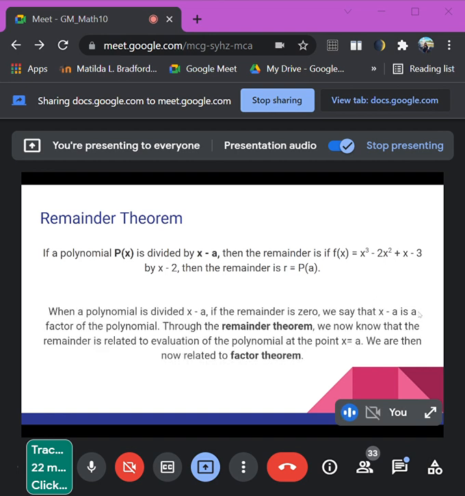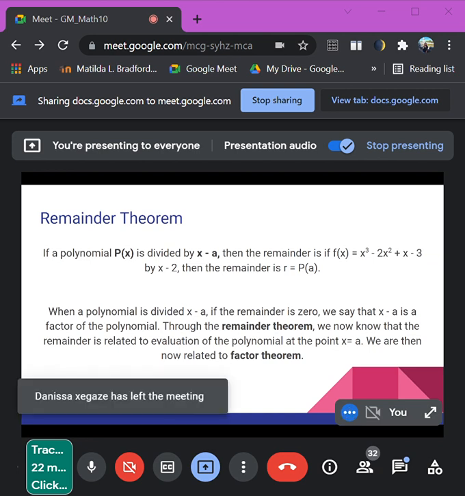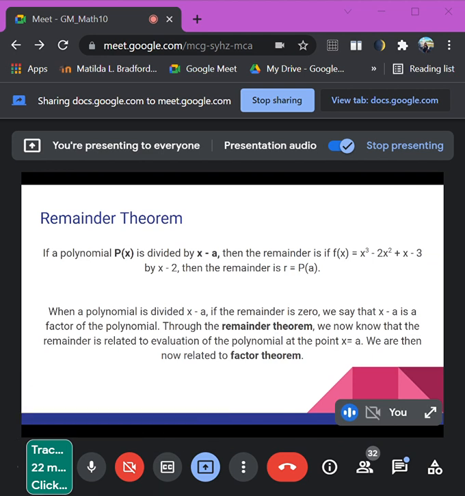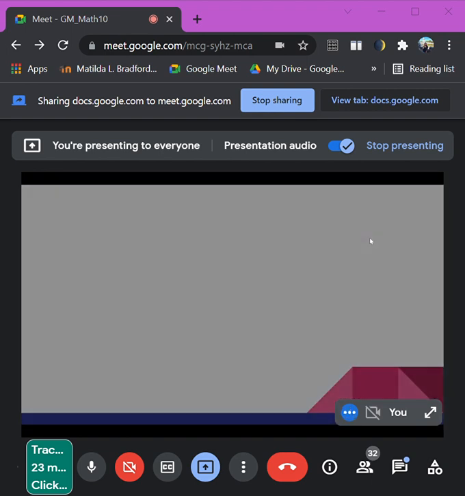So you have there, when the polynomial is divided by x minus a, if the remainder is 0, we say that x minus a is a factor of the polynomial. Since dili man to 0 ang ni-result nato ganina, so that is included in the remainder theorem, or dili siya factor. So you have there, through the remainder theorem, we now know that the remainder is related to evaluation of the polynomial, which is at the point x is equals to a. We are then now related to factor theorem. So, ang remainder theorem ug ang atoang factor theorem naapod siya connection, in which kung 0 imuhang remainder, class, inig ka-evaluate ni more, inig ka-substitute, it means to say that that given divisor is a factor of your dividend. Okay? So, we have here our factor theorem.